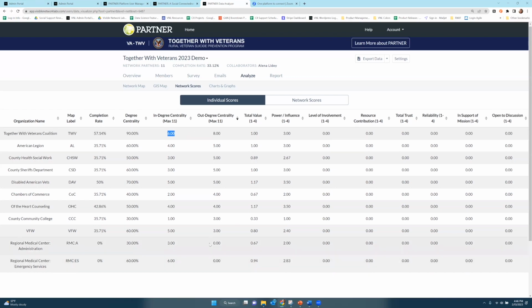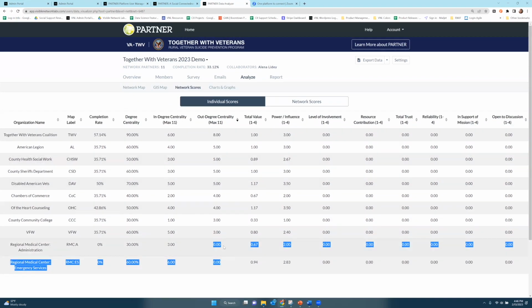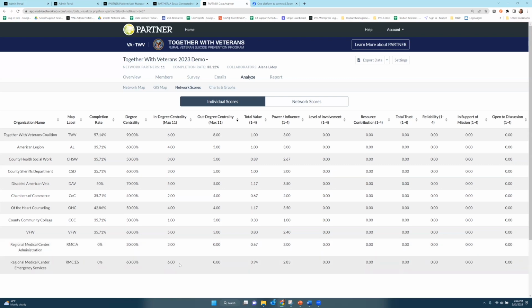You can see here that there are a couple of organizations that have a 0 on the out degree, and that's because they did not answer the survey. They did not report on any connections, so they will not have any scores reported there. But you can see that other organizations chose them as a partner. So we're still able to report back on perceptions of that organization and their connectivity, even if that organization didn't answer the survey themselves.